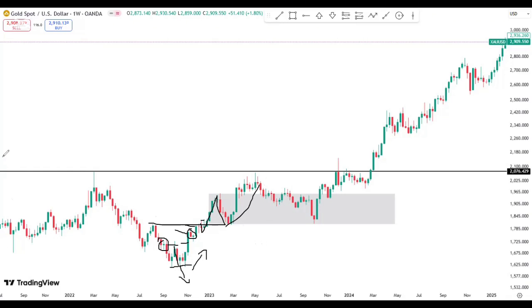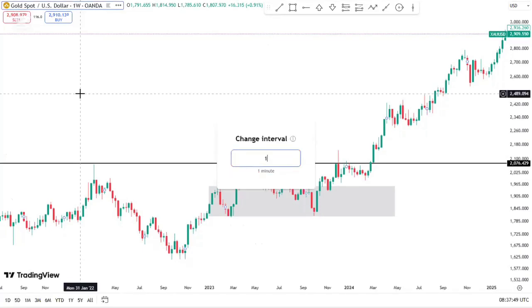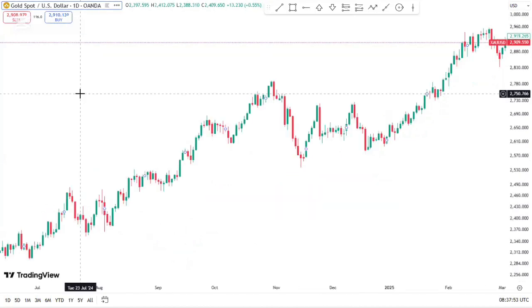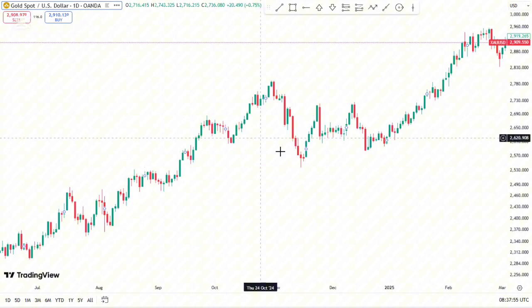Let's check on daily and see what we're going to get. On daily time frame, that's when you'll find more opportunities. On daily time frame, that's where you'll find more continuation patterns.